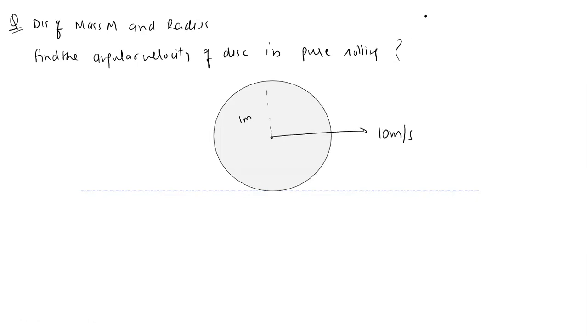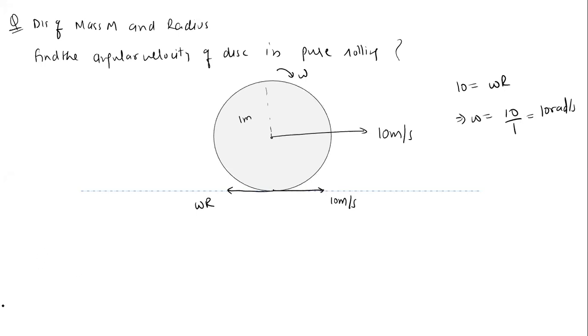Very simple problem it is. Find the condition for the pure rolling. Simply what we have to do, we have to see the point of contact. Point of contact velocity is 10 meter per second on the right side. Suppose this body is moving with omega, so omega r on the left side. So we can say 10 is equal to omega r. Therefore omega is equal to 10 by r. R is equal to 1. So 10 radian per second is the angular velocity of the body in the case of pure rolling.